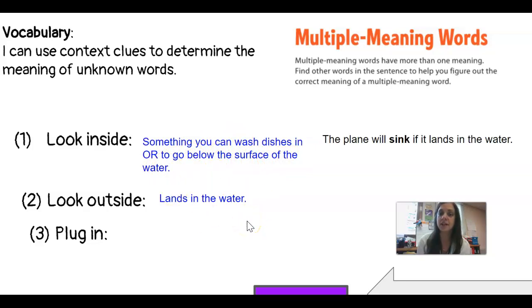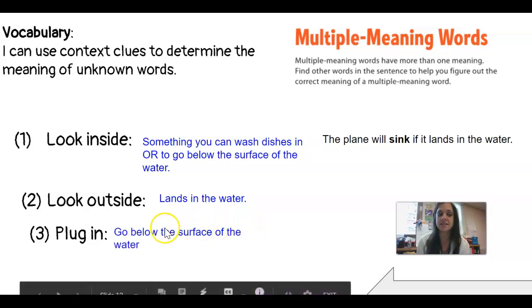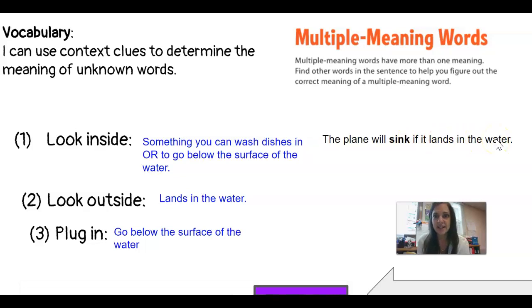So now I need to plug in a word that would make sense, or a phrase. Go below the surface of the water. The plane will go below the surface of the water if it lands in the water. That makes sense. We just determined the meaning of this multiple meaning word.